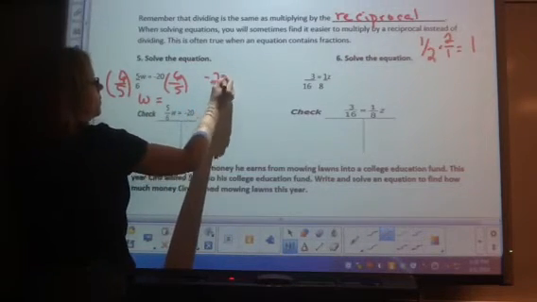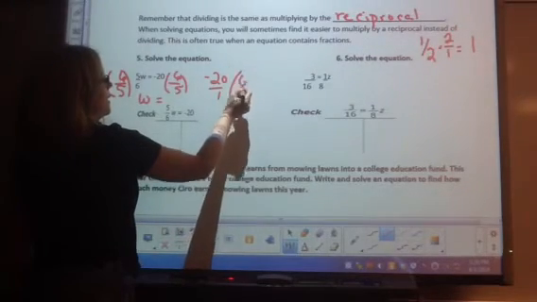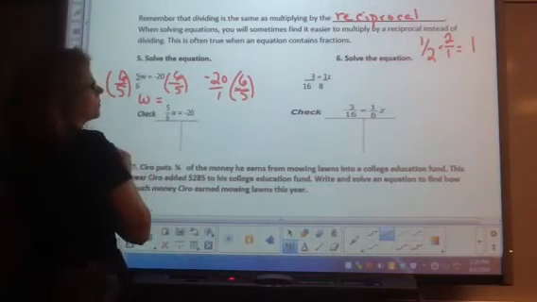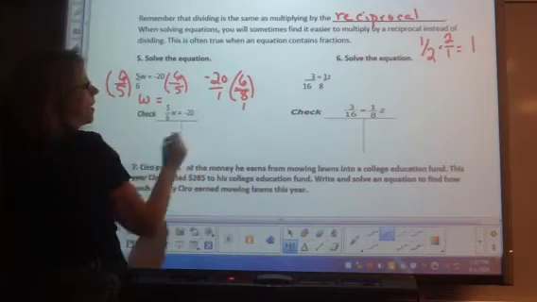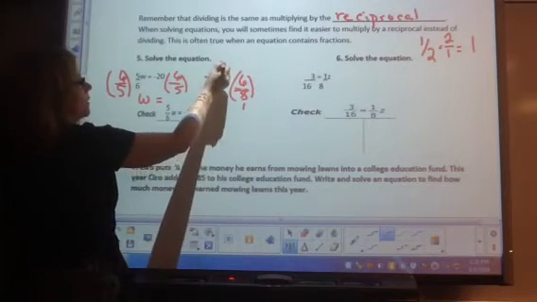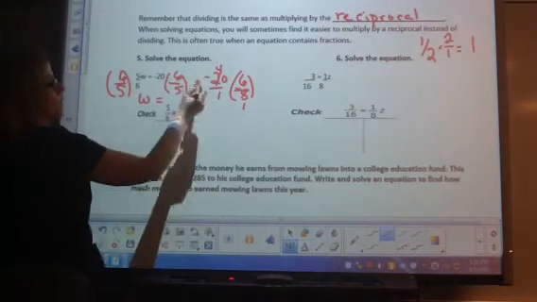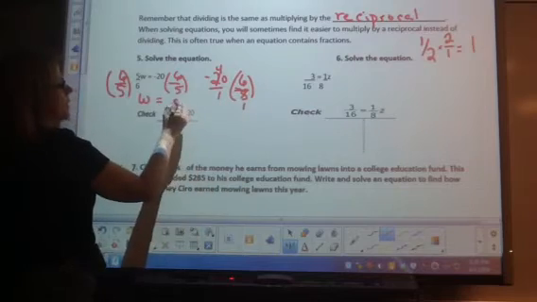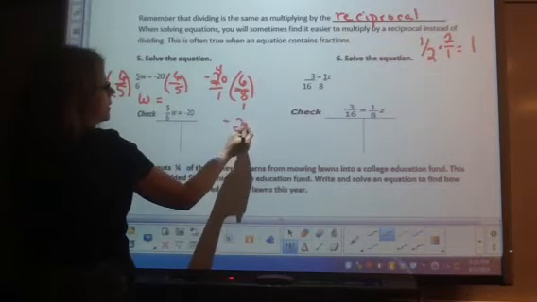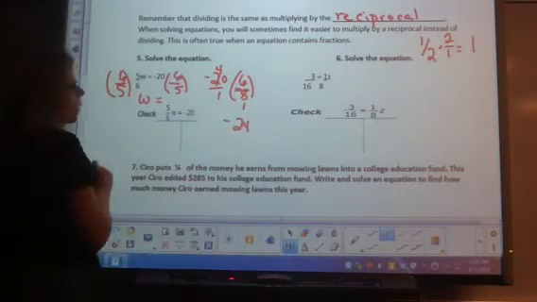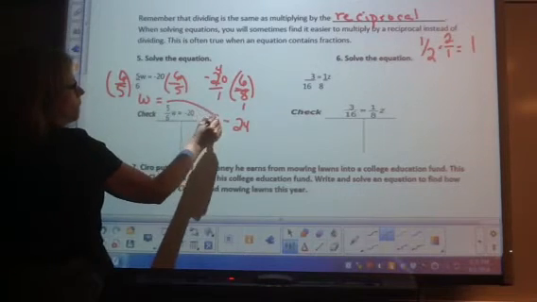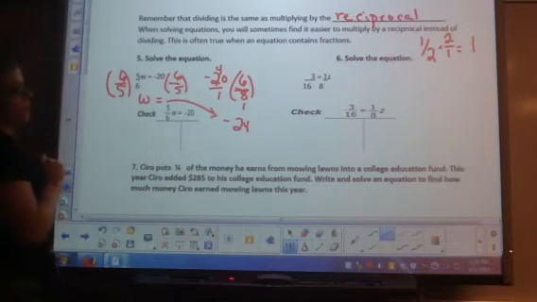Okay, so I have 20 times 6/5. No calculators, I'm going to cross simplify. Divide by 5, divide by 5. Negative 4 times 6 is negative 24. 1 times 1 is 1. So here's my answer. W equals negative 24.